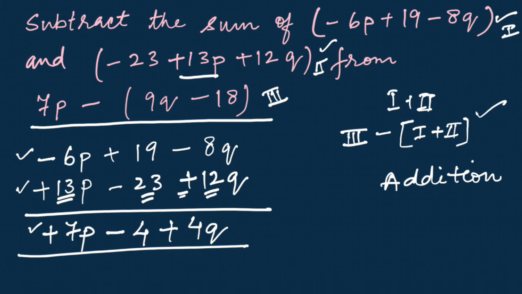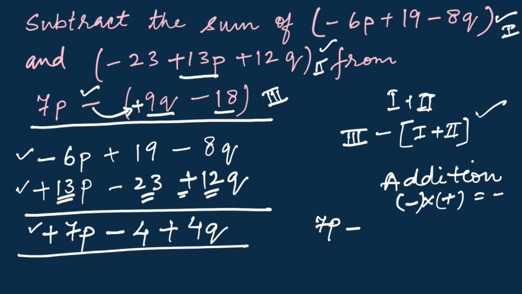Now the third term: 7p is outside the bracket, but 9q and minus 18 are inside the bracket and a minus sign is there outside the bracket. So first of all, you open the bracket. So this becomes 7p. Nothing is written in front of 9q, which means this is plus. Minus into plus is minus. So 7p minus 9q.